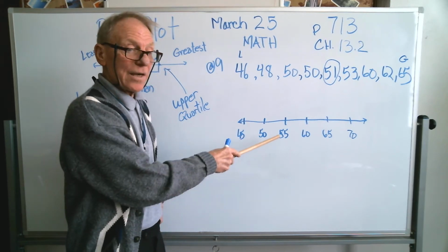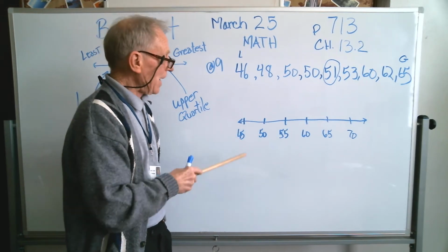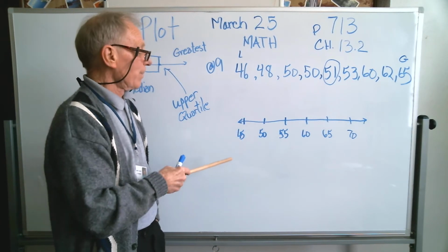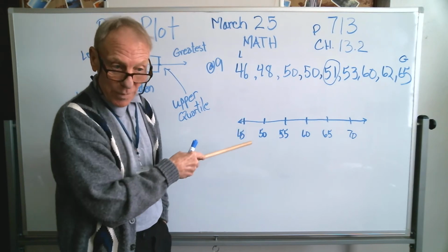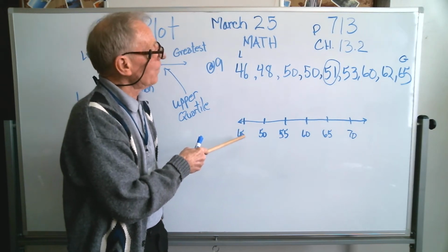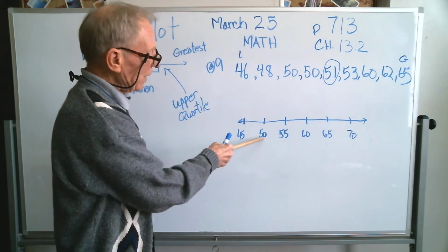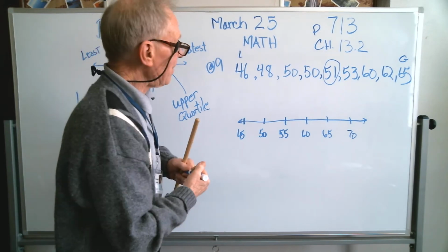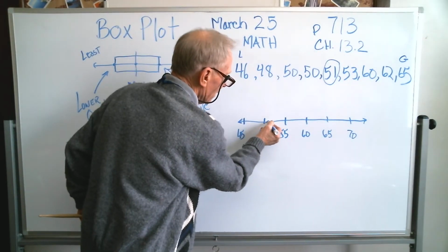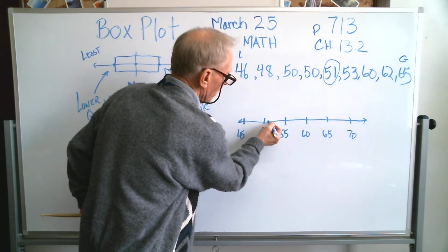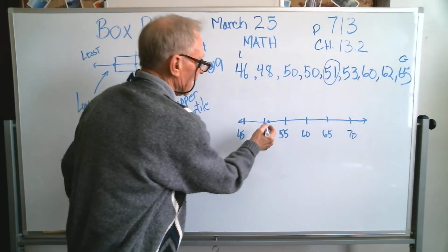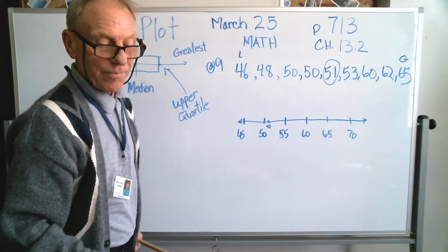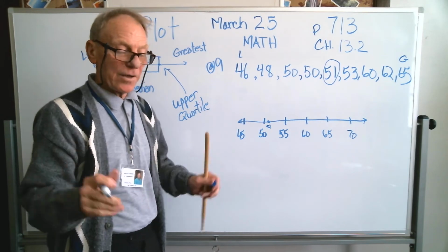I've also created a number line for you. And I've broken that number line into increments of 5. Because this is where we're going to build our box plot. Now, our median is 51. So here's 50, and here's 55. So our median is going to be right about there. And that's going to represent 51. That's our median of the entire data set.